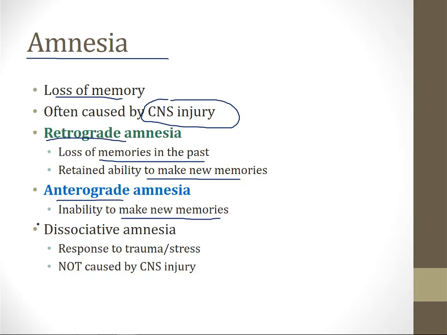Just an aside here, but in the video on dissociative disorders, I talk about dissociative amnesia. This is a special form of amnesia that's very different from retrograde and anterograde amnesia. Dissociative amnesia is not caused by a CNS injury. It's caused by some form of psychological trauma or stress. Patients with dissociative amnesia will suffer a psychological stress and subsequently forget autobiographical information like where they live and what their job is. That's a very unique form of amnesia, and you should never confuse it with retrograde or anterograde because it does not follow a CNS injury.